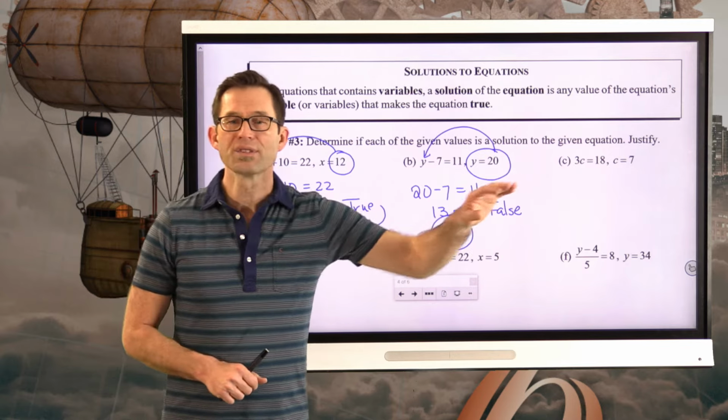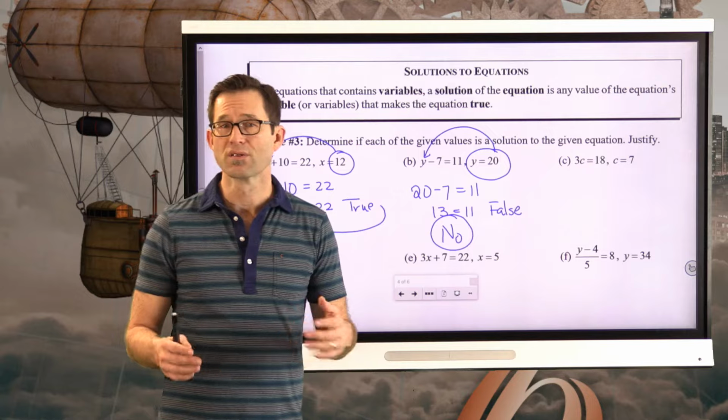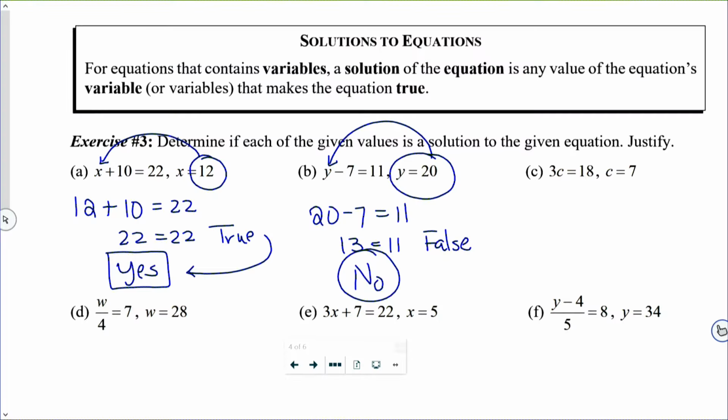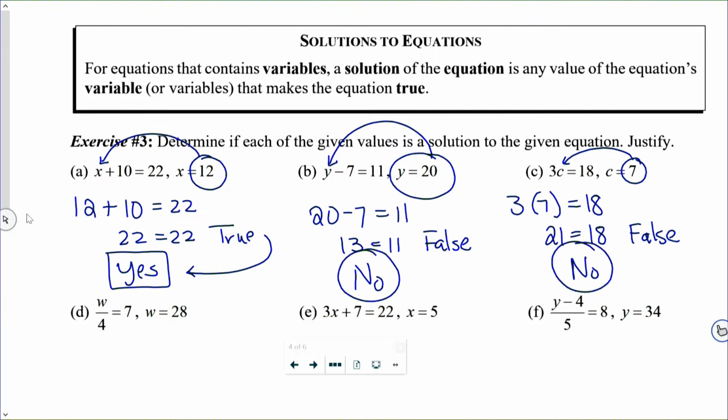All right, well, letter C and letter D are relatively easy because they're kind of one step. So in letter C, what we find is that when we take 7 and we plug it in for c, we'll get 3 times 7 is equal to 18. 21 is equal to 18. That is false, and so the answer is no. That is not a solution.